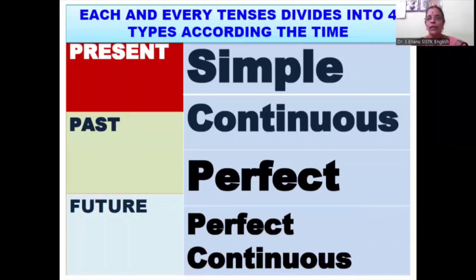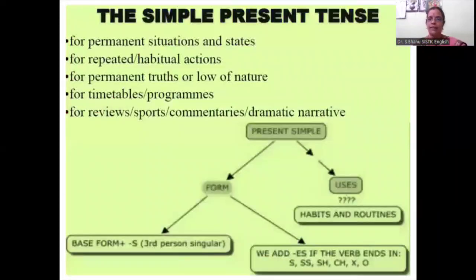So 4 types: at the time of speaking, just now happening things, things that happened once, and things that have been happening and are still going on. When you speak of these 4 types of happenings, the verb takes tenses. Now let us come to the simple present tense. What is simple? Why do we say that it is simple present tense? The sun rises in the east.